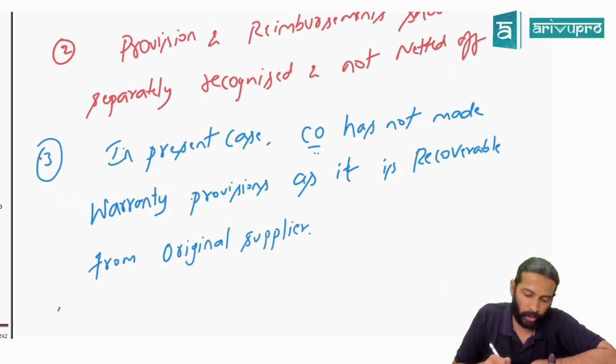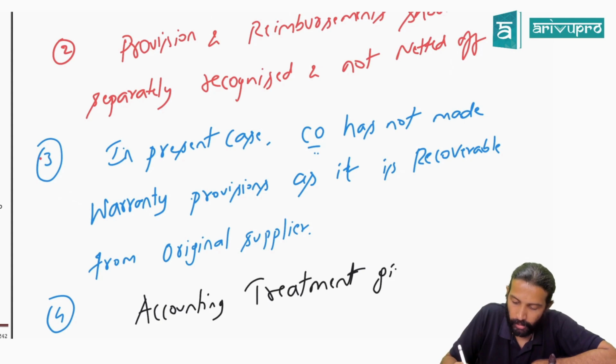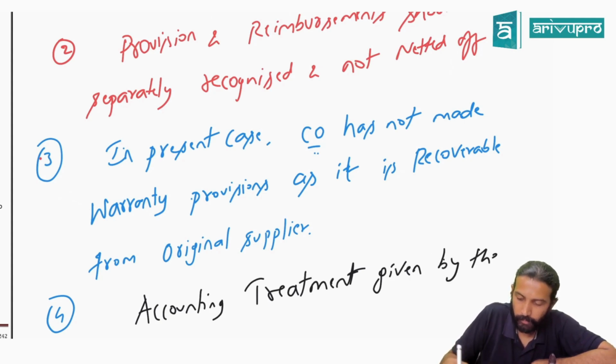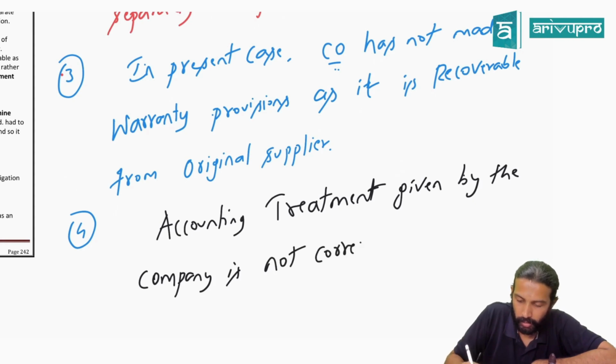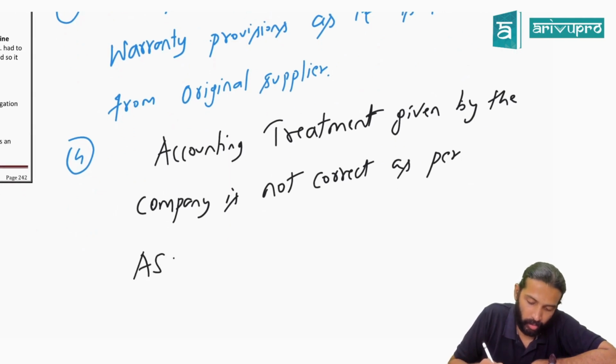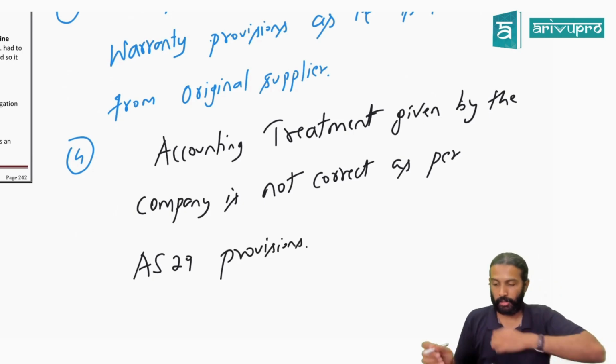That's what has happened. What is the conclusion? Conclusion is accounting treatment given by the company is correct or incorrect? Accounting treatment given by the company is not correct as per AS 29 or AS 29 ka provisions. Those are your pointers.